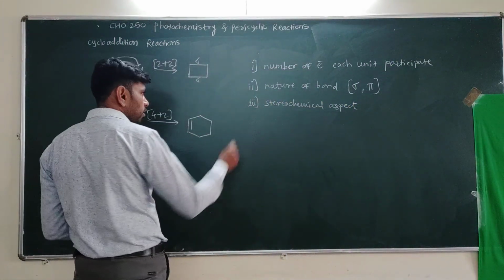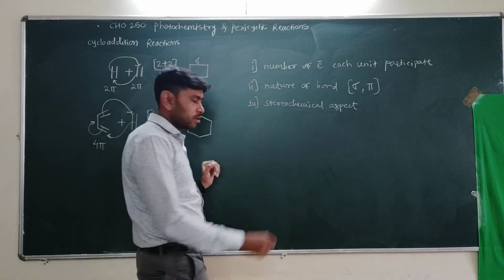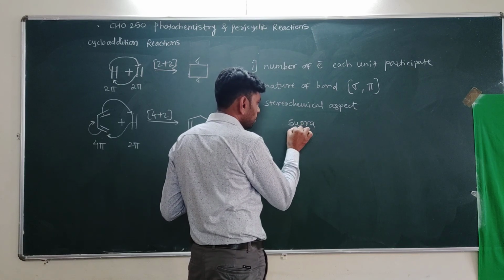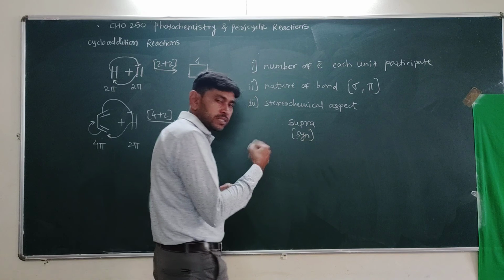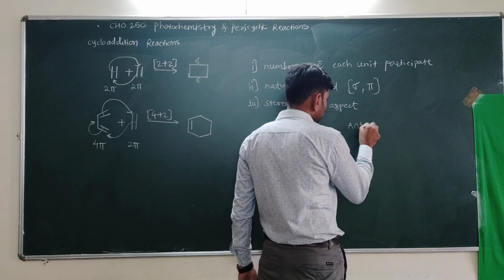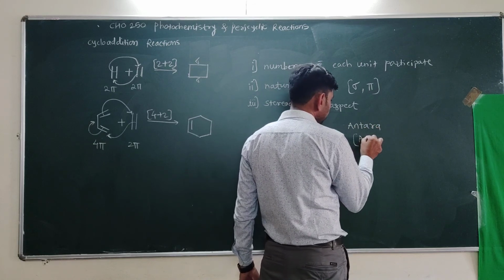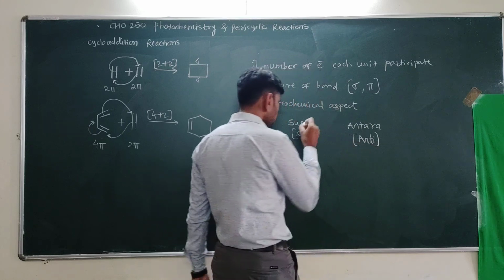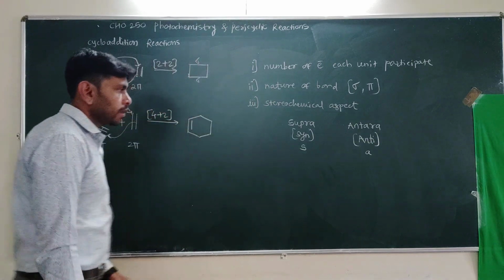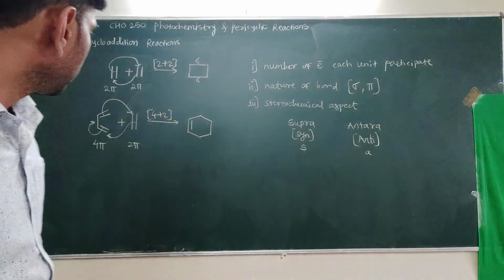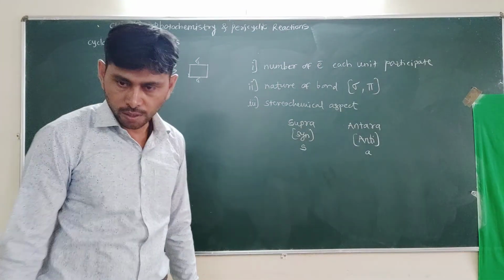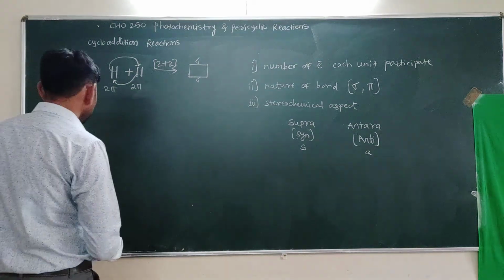While studying the stereochemical aspect, 2 types of stereochemistry are obtained here. The first is supra, also called syn, that is from the same side, and another is antara, or anti. Supra is represented by the symbol S and antara is represented by the symbol A. So let's start with how these supra and antara are represented, and what effect these supra and antara have on the reaction.